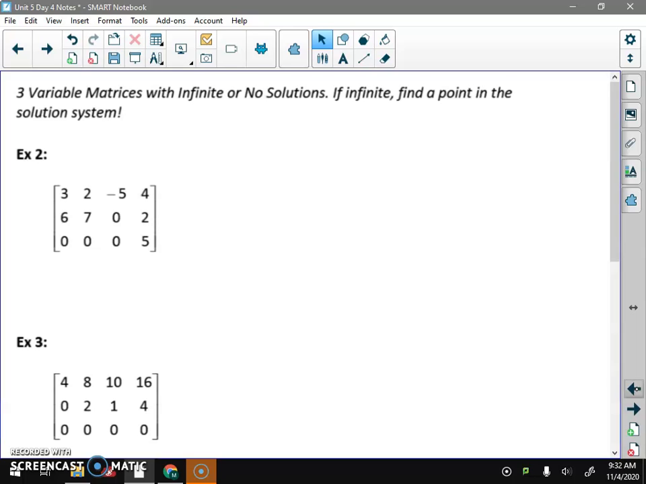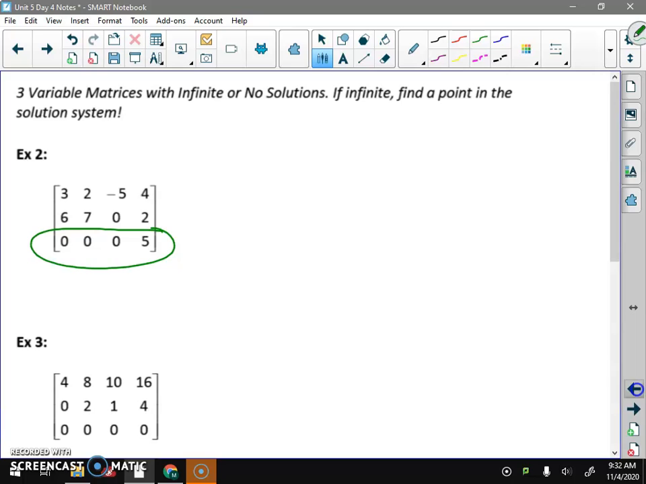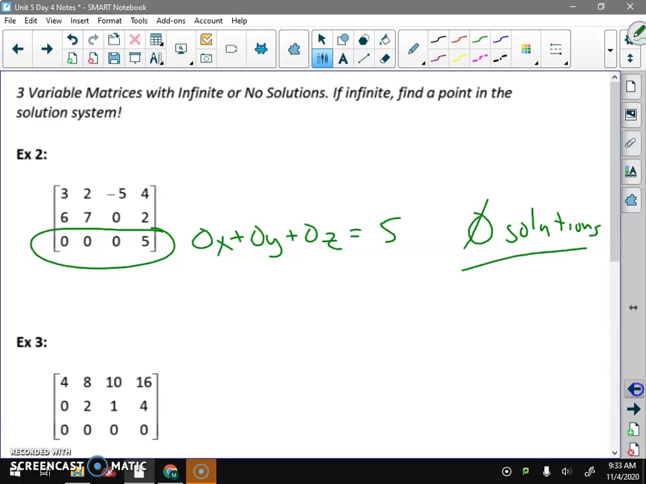Well, here's what's going to happen. In your original matrix, you don't know by looking at it that it's a special case. But in your processes, you end up with this line right here. And what does that say if we put the variables back in? No x's, no y's, no z's equal 5. Can that happen? It can't. That is what happens when you get no solutions.